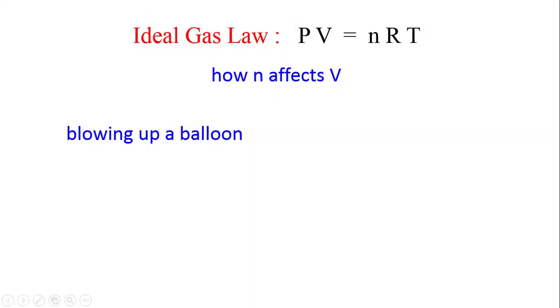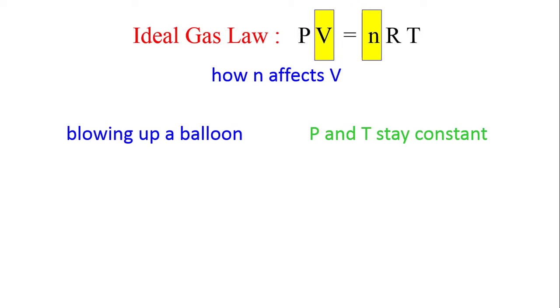In blowing up a balloon, pressure and temperature inside the balloon stay constant. Since n and V are directly proportional on opposite sides of the ideal gas law, an increase in the number of moles of gas causes an increase in the volume.